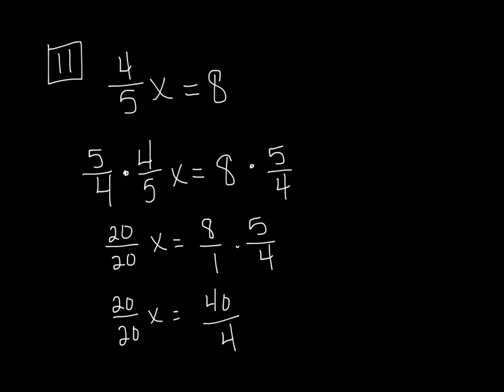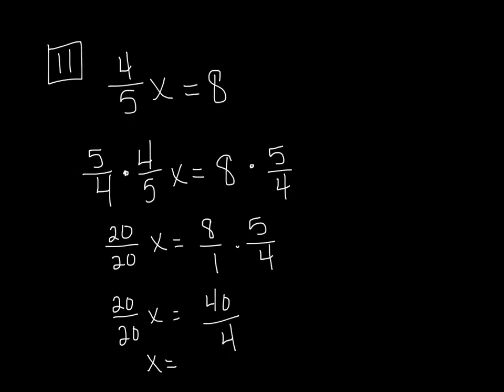20 over 20. What whole number is that? That is 1. If my number is 1, do I have to write that in front of the variable? No, it is understood to be there. So I'm left with x equals 40 divided by 4.